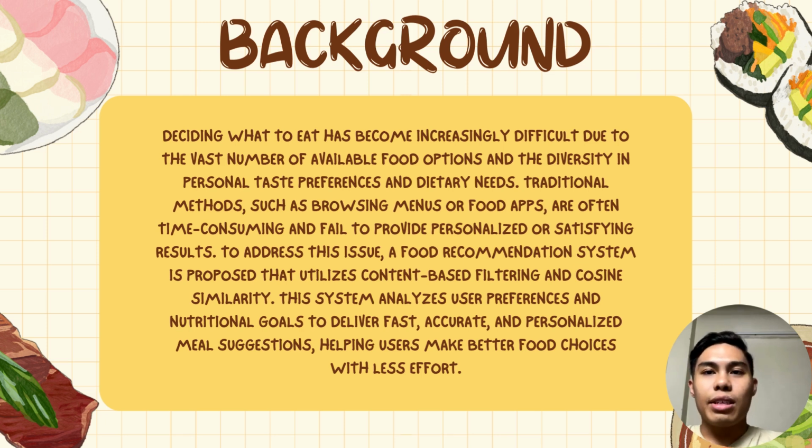To begin our group presentation, I will explain to you about the background of the project. Deciding what to eat has become increasingly difficult due to the vast number of available food options and the diversity in personal taste, preference, and dietary needs. The traditional methods, which are browsing the menus and food apps, are often time consuming and fail to provide personalized or satisfying results. To address this issue, a food recommendation system is proposed that utilizes content-based filtering and cosine similarity. This system will analyze the user preference and nutritional goals to deliver fast, accurate, and personalized meal suggestions, helping the users make better food choices with less effort.